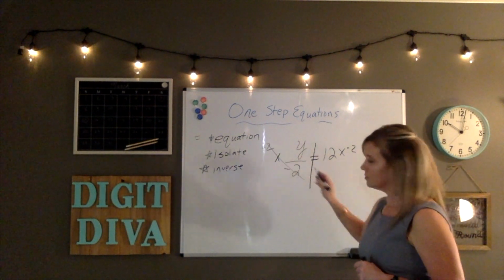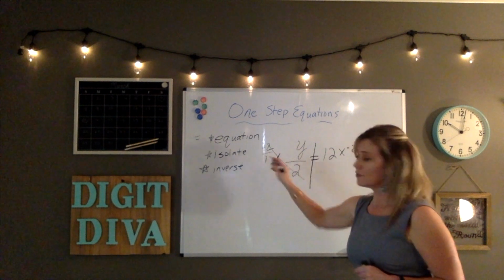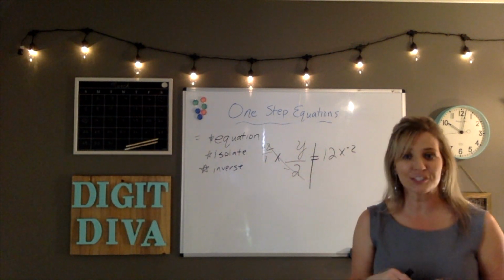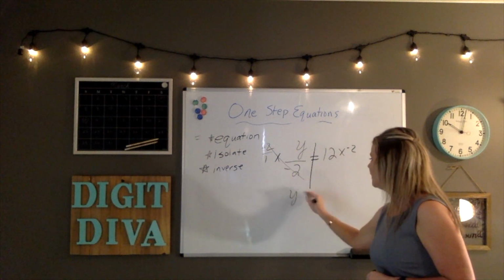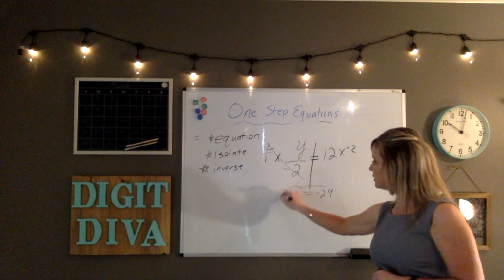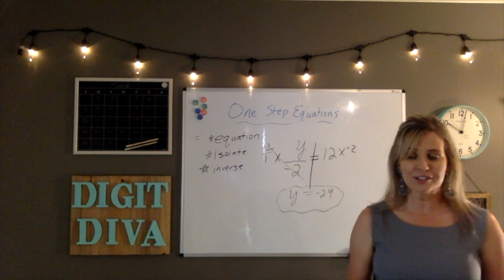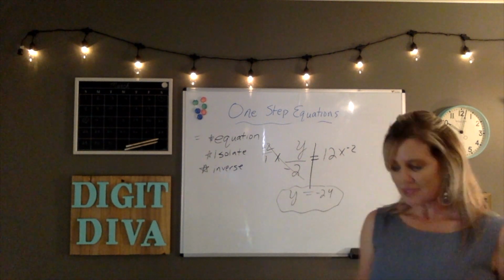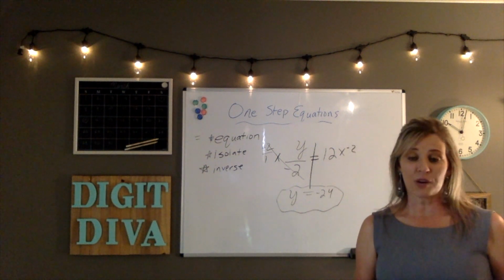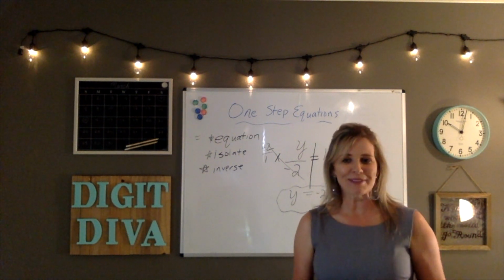These guys cancel. Negative 2 is really negative 2 over 1. They're diagonally across from one another. They go away. That's the shortcut. We bring down our y. 12 times negative 2 is negative 24. Put that box or that little cloud around your answer, and you're finished. So that was an example of each type of one-step equations that you may run into.